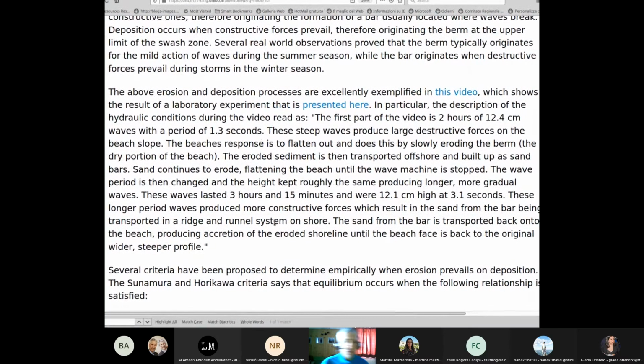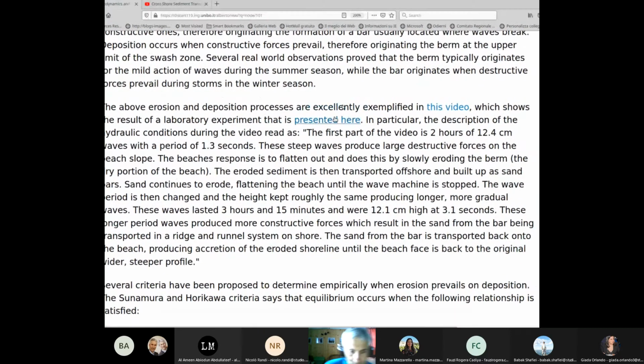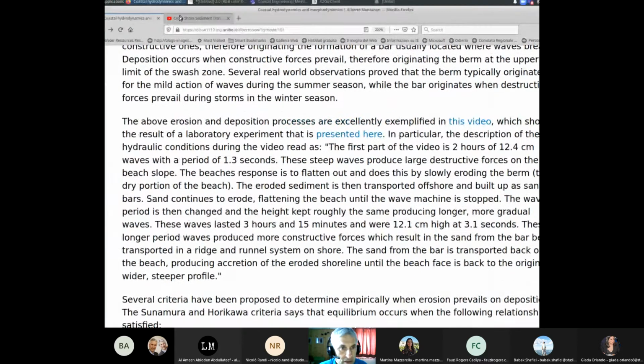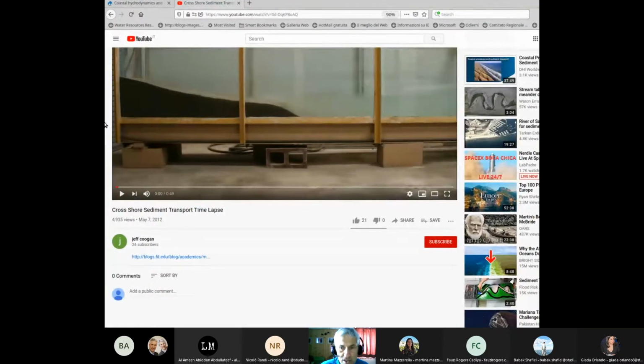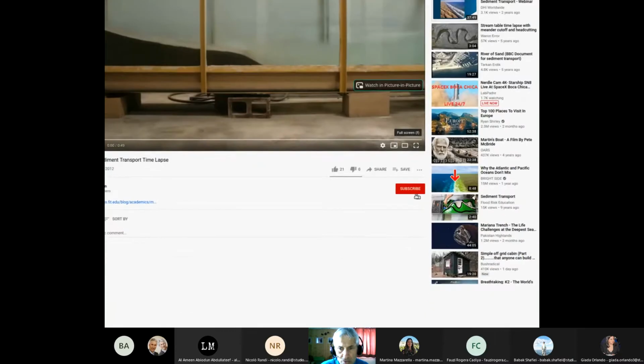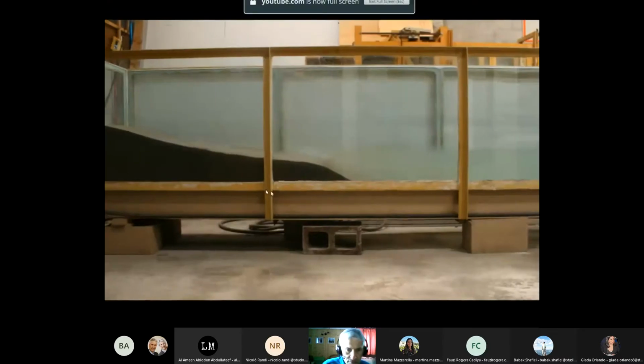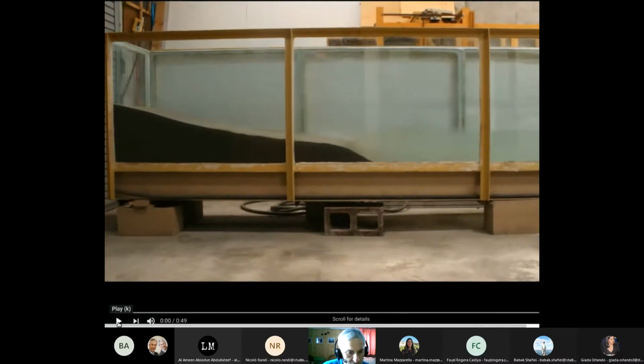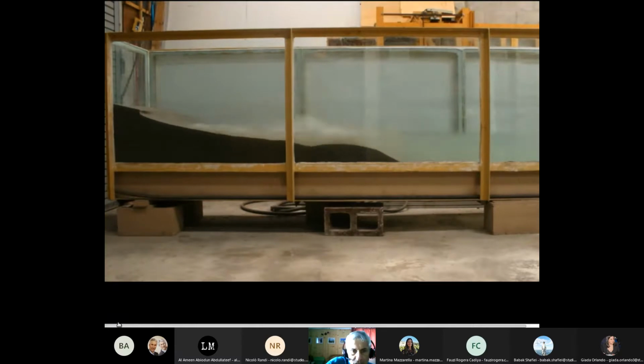Okay, let's look at the video now. It's already here. Let me see if I can put it full screen. Yeah, interesting. And now let me start it. So let's see what happens. You see the destructive forces. The beach is flattening out, and then a bar is forming offshore.